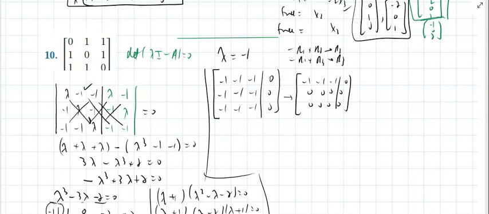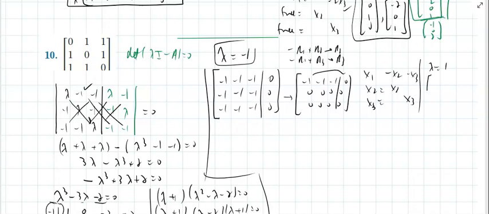I'm going to end up with that means x2 is free, x3 is free, and x1, if I move that to the right, is -x2 and -x3, which means corresponding to lambda equal -1, I have -1, 1, 0, and -1, 0, 1.